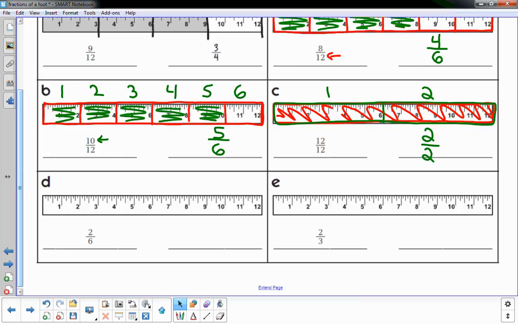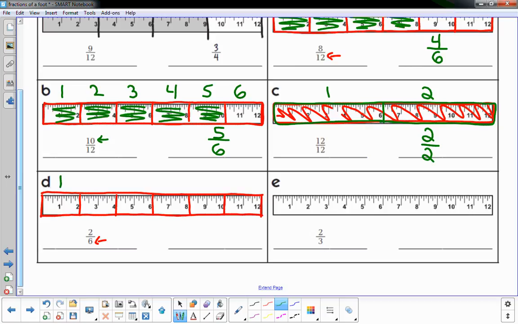B, 2/6. Okay, that 6 means you got to break it up into 6 equal parts. Well, I know that if I go every 2 inches, I should have 6 equal parts. So I'm going to start here and go every 2 inches to get 6 equal parts. I'm going to box it in. That helps me visualize it a little better. And do I have 2 equal parts? Or 2? Do I have 6 equal parts? My mistake.